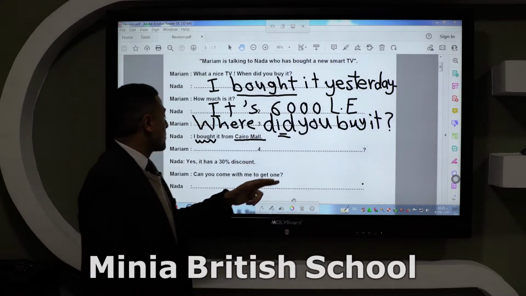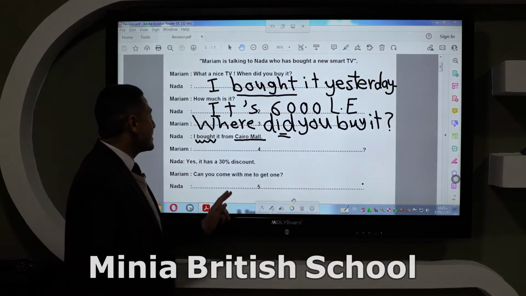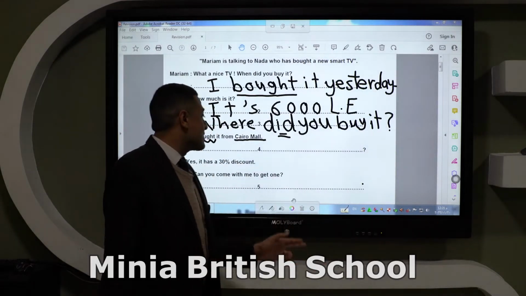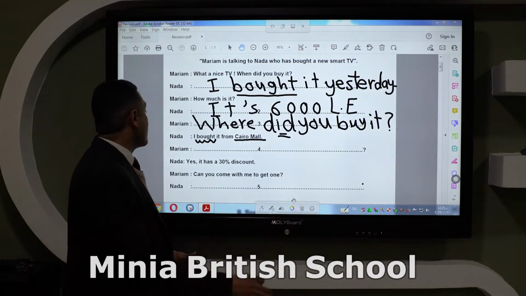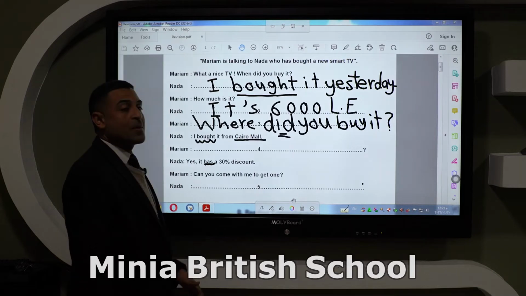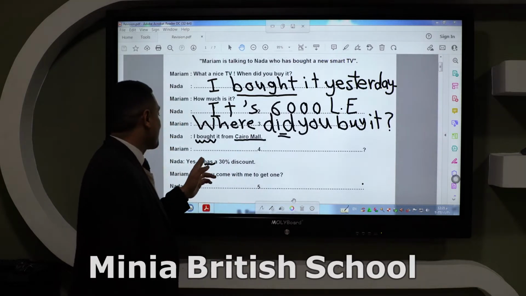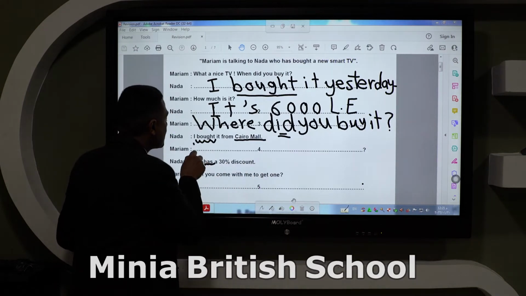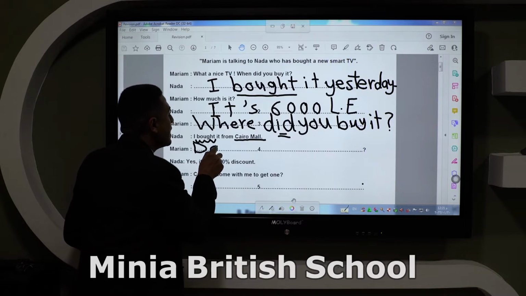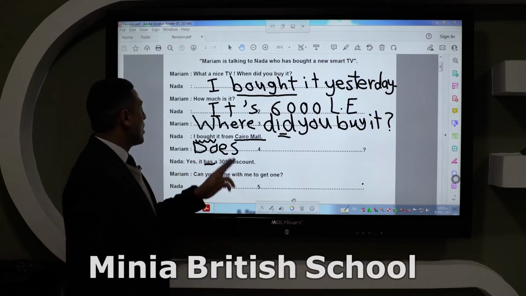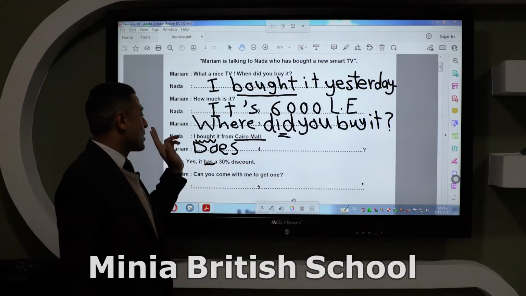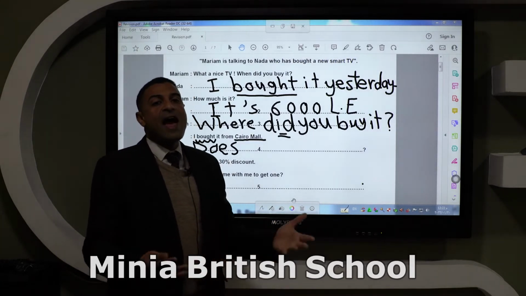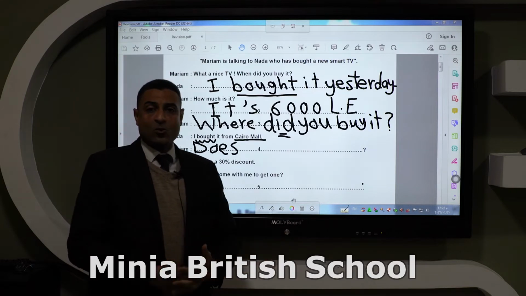Then Mariam asks another question. Yes, it has a discount, or it has a 30% discount. So here has is already in the present simple form with the third singular pronoun, which is it. So here my question should start with does, because the sentence here is already in present simple tense. So I start my question using does. So why can't I say has it? Has it? Is it a correct sentence?